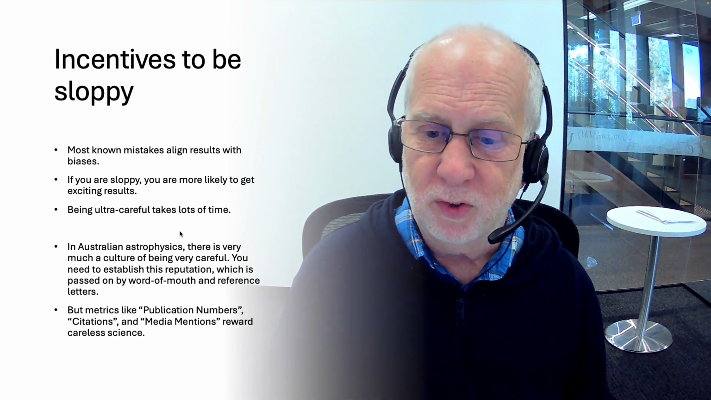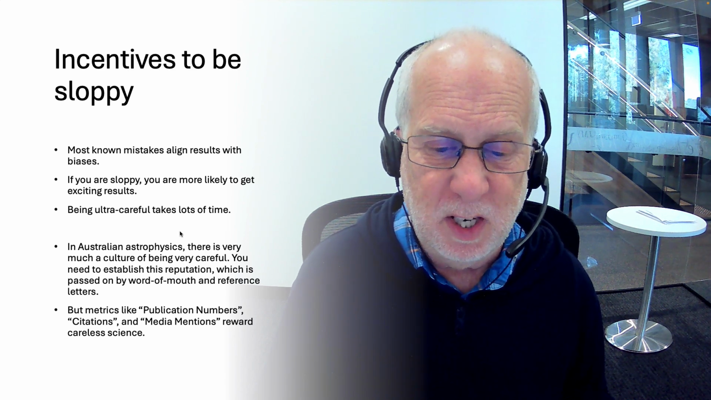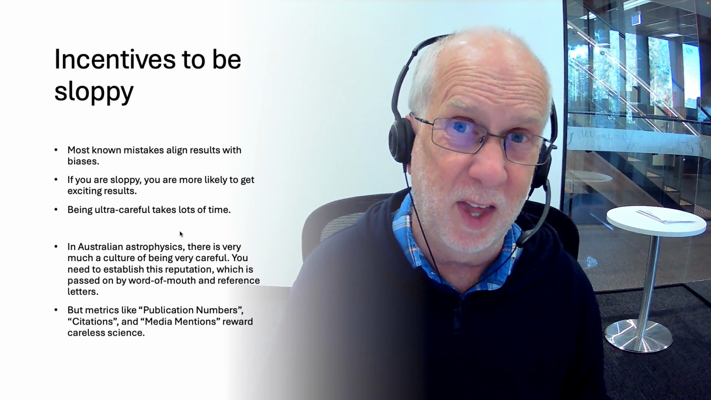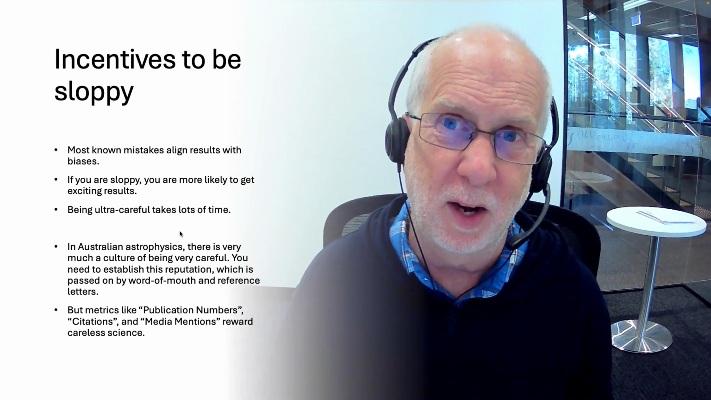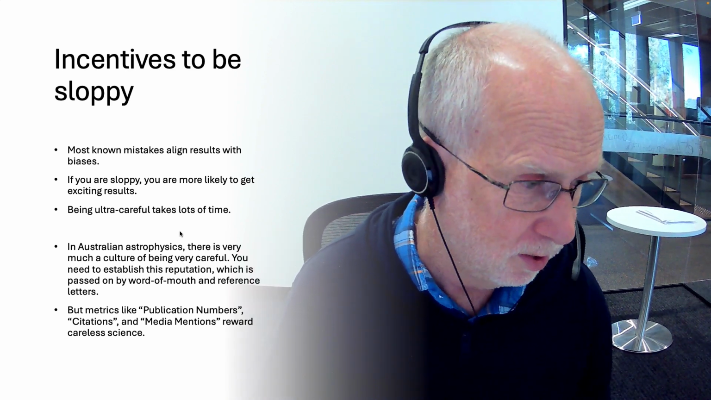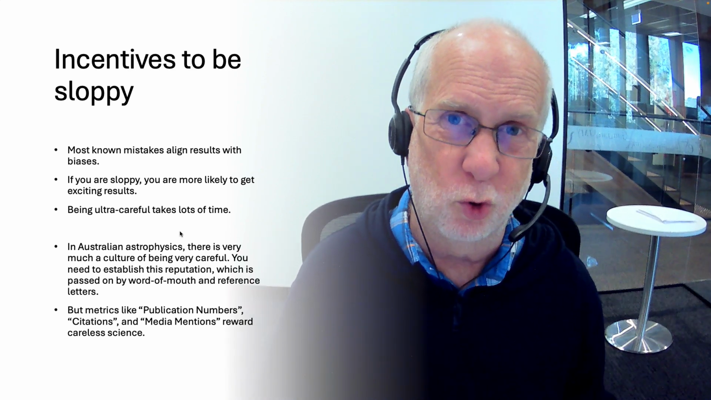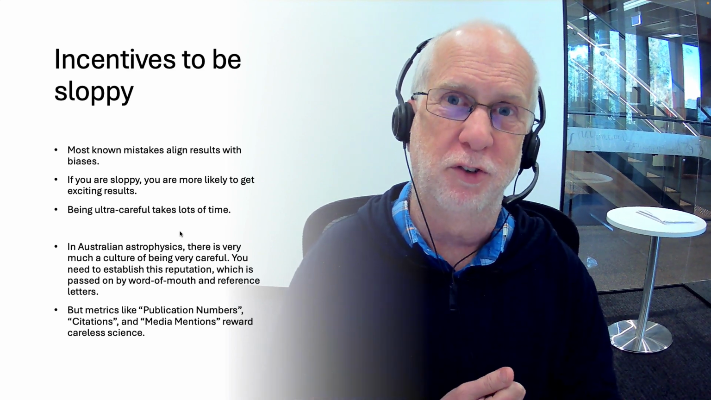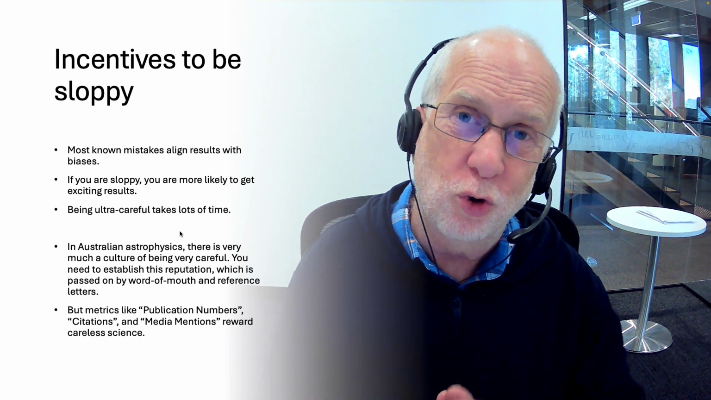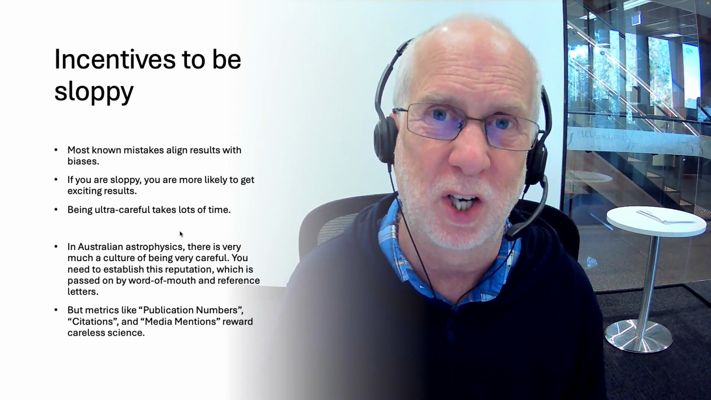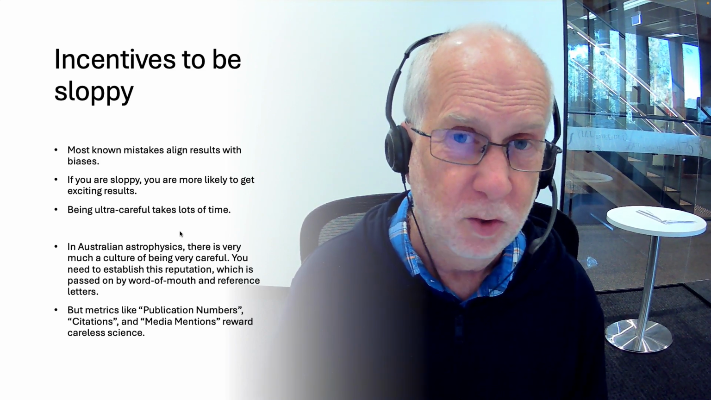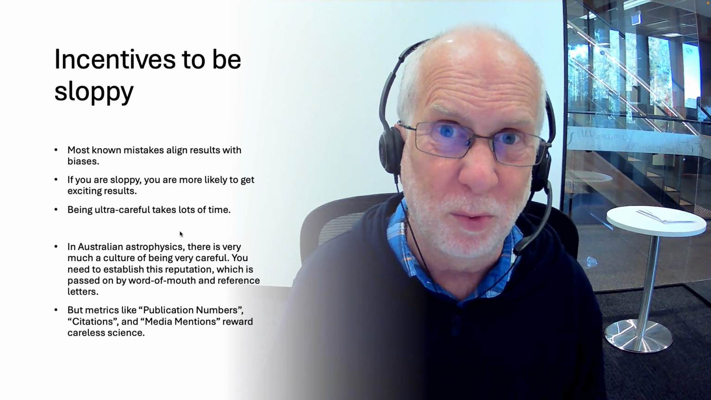But metrics like publication numbers, citations, media mentions reward careless science, and that brings in the money. And so there is a lot of pressure, and whole fields have succumbed to it. So it's a battle between the careful conservative culture of check, check, check, make absolutely sure of your results, and all the incentives which reward the quick, flashy, important result. So it's no wonder a lot of people aren't that careful.